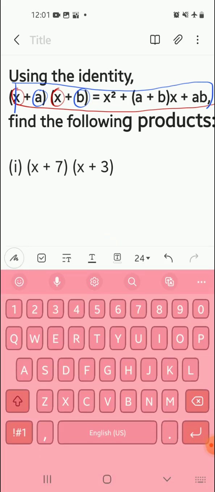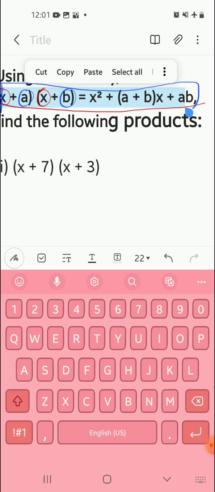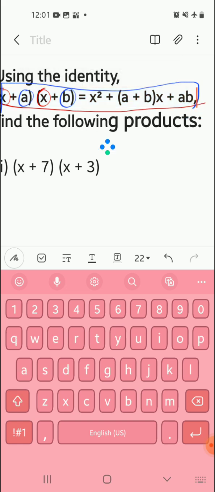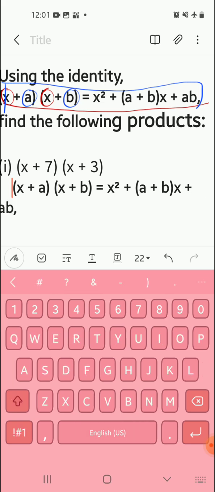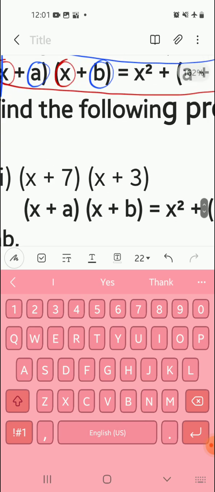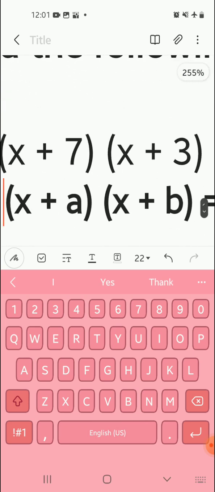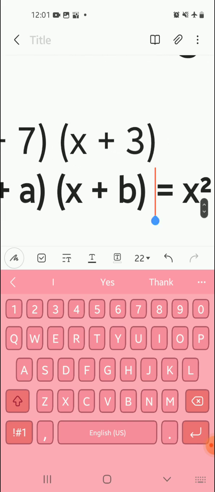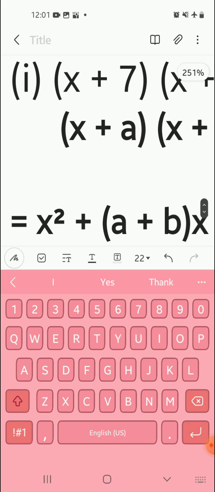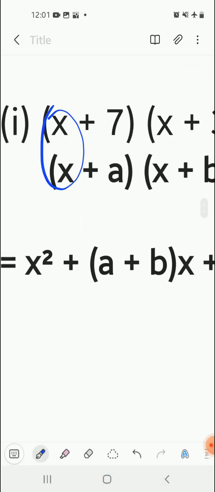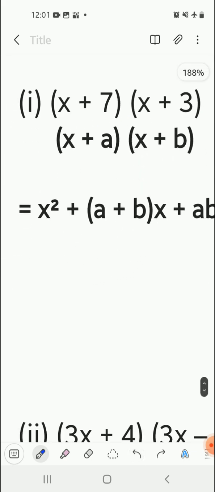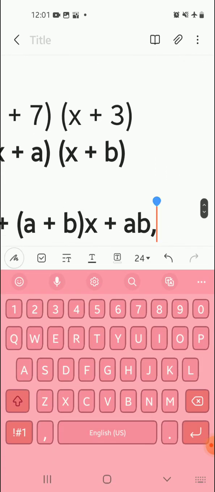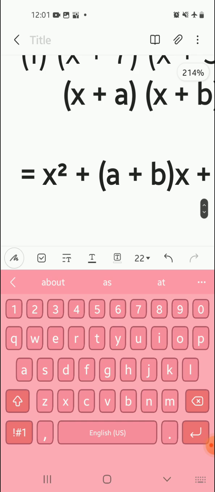So what we have to do is, see, the question is given. First of all, we are going to copy this identity because we are going to use this identity at every sum. So here we will copy this expression. You can see this resembles x plus a and x plus b, where in this formula x is x, these are same, and this 7 is replaced by a over here, and in place of b we've got 3. So see, this is the identity.